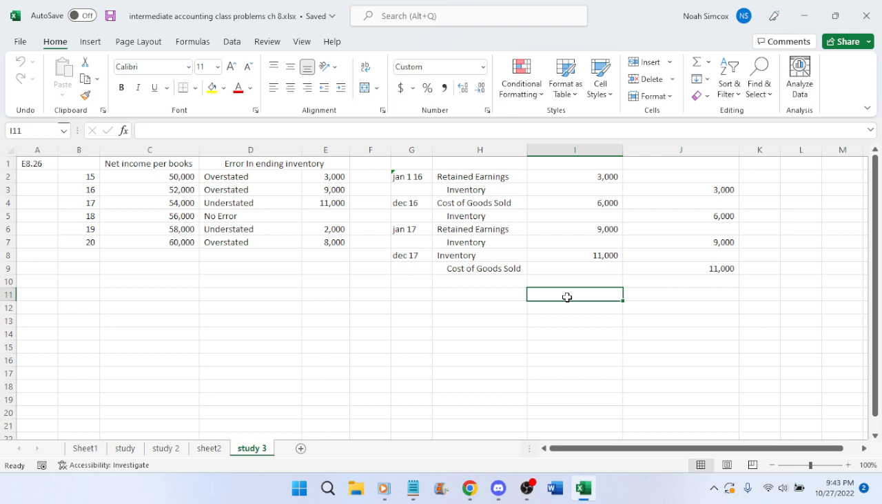The total amount that you fixed your inventory by was 9,000, because you did 3,000 there and 6,000 there. In 2017, your total adjustment to inventory was that you subtracted 9,000 and then you added 11,000.